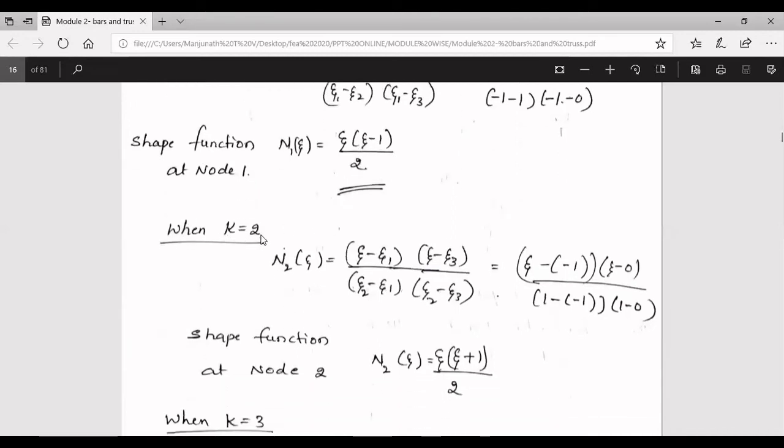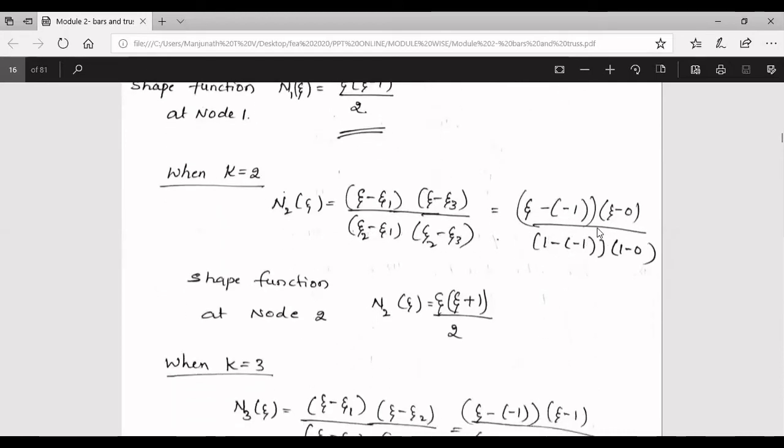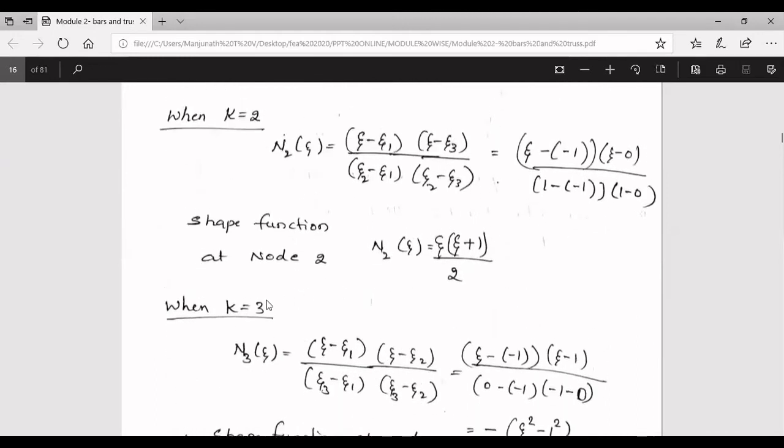When k is equal to 2, we need to find the shape function at node number 2. Then N2 of zeta is equal to, again in place of k, 2, and the remaining nodes will be 1 and 3. As we write the equation, it becomes (zeta minus zeta 1) divided by (zeta 2 minus zeta 1), times (zeta minus zeta 3) divided by (zeta 2 minus zeta 3). Then substituting the zeta 1, zeta 2 and zeta 3 values and simplifying, we get N2 of zeta equal to zeta into (zeta plus 1) by 2. This is the shape function at node number 2.